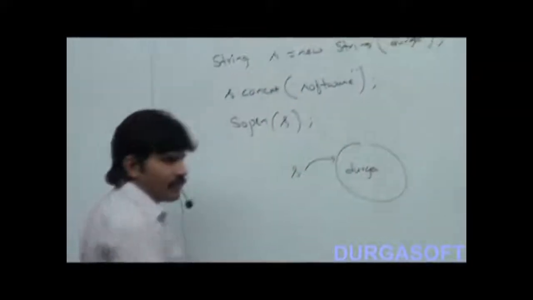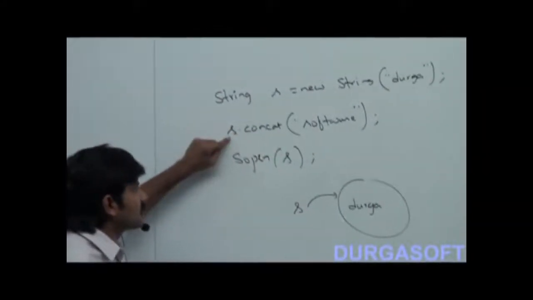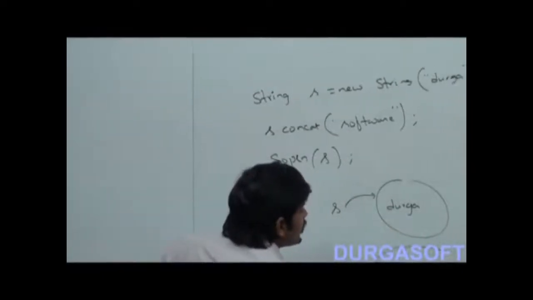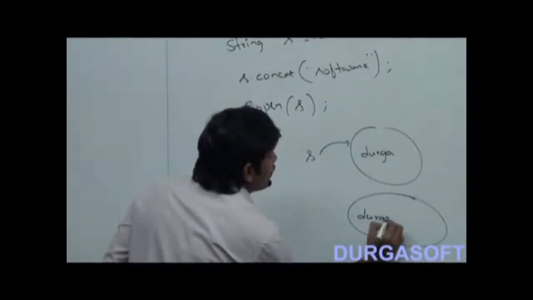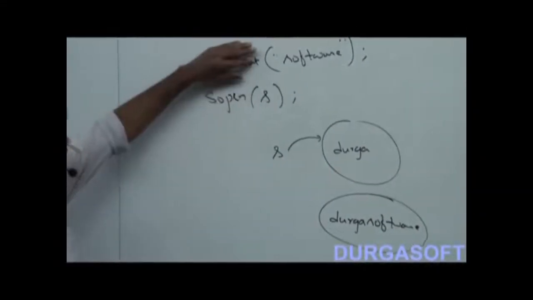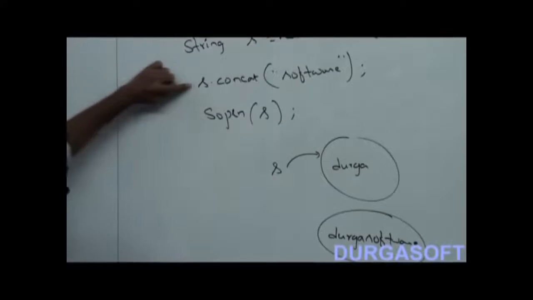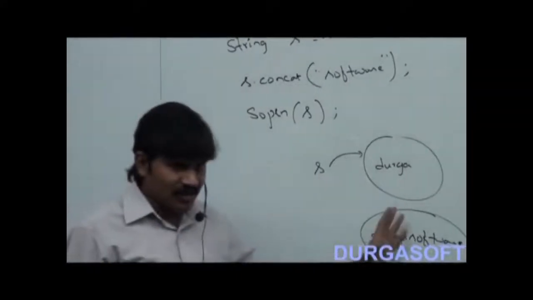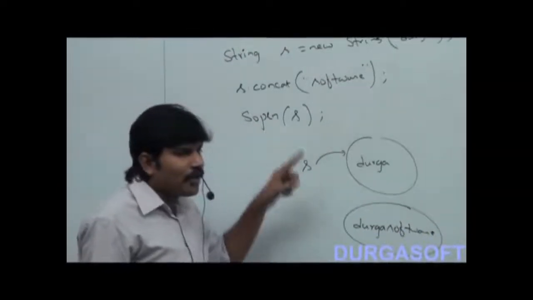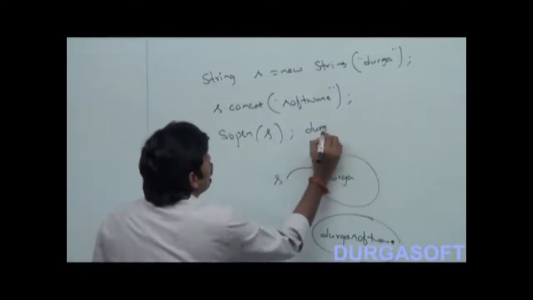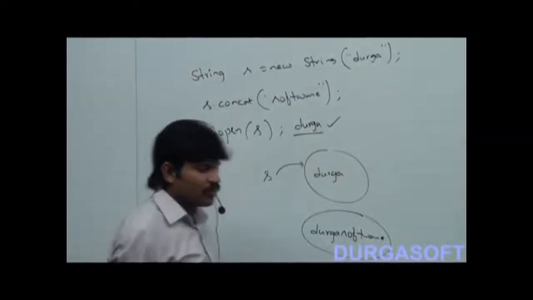So, s.concat("software"): I am adding software to s, which is Durga. With that change, a new object, Durga software, is created by default. We are not assigning this result to any reference variable, so this object is eligible for garbage collection. Now the SOP of s: s is still pointing to Durga only. So the output is Durga but not Durga software.